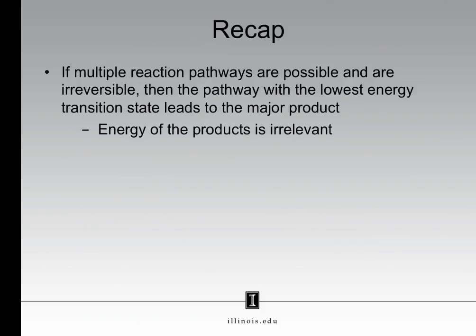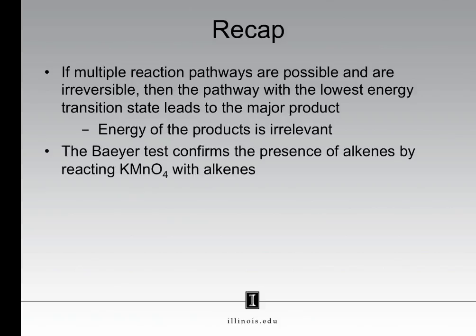To recap, if multiple reaction pathways are possible and they are irreversible, then the pathway with the lowest energy transition state leads to the major product. The energy of the products themselves is irrelevant. Whichever product is easier to make, requires less energy to make, will be the major product, even if that product is not the most stable of the possible products.